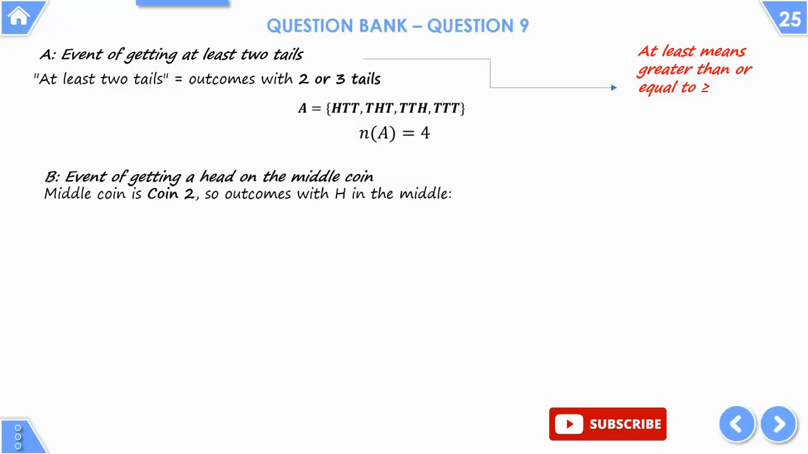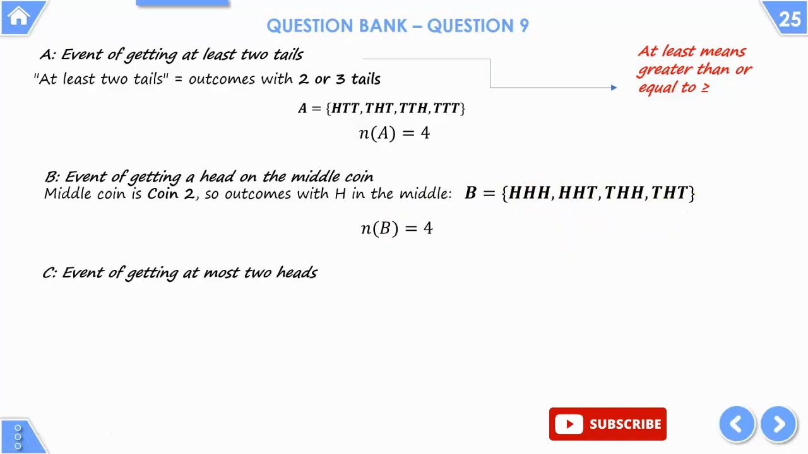Then the event of getting a head on the middle coin. The middle coin is, let's say, coin 2. So the outcomes with H in the middle would be this. You can see all these outcomes have H in the middle. Then we have n(B) is equal to 4.